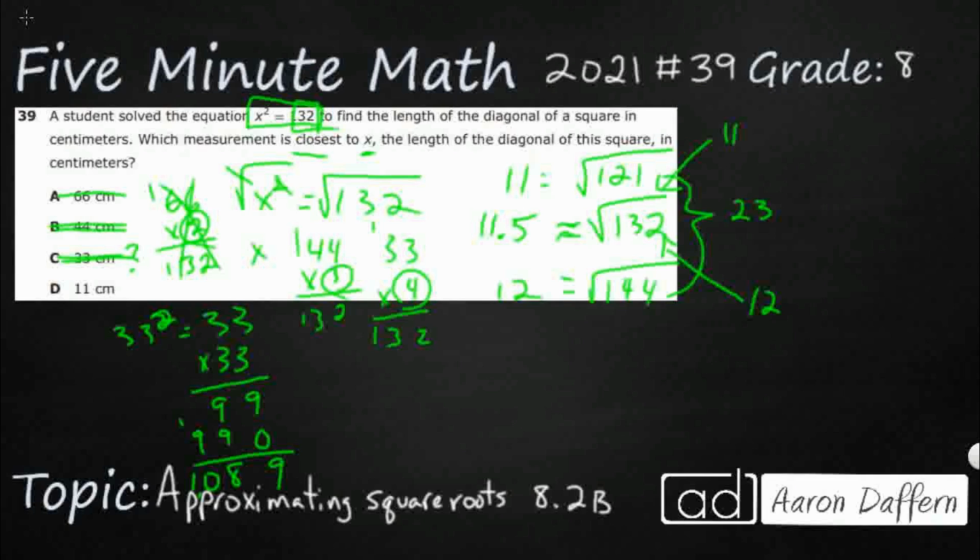So these are all just, you could get to 132 by multiplying by 2, 3, 4. They're just not correct. Our answer here is D, 11.